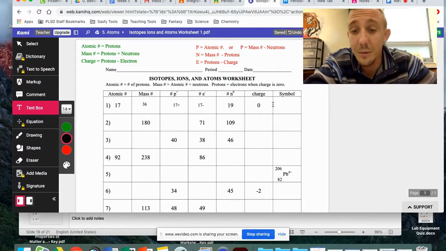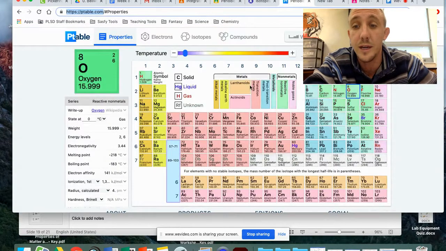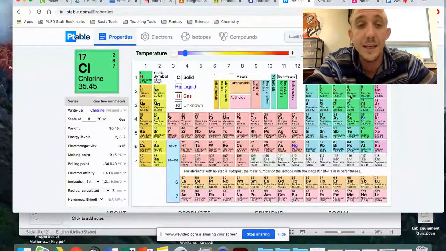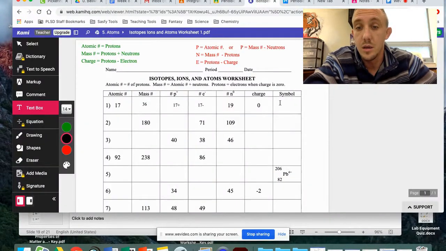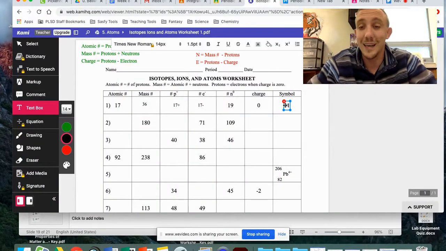So when I'm writing my symbol, I'm going to write what the element is, and my atomic number or my number of protons is going to do that. So I'm going to go ahead and look on the periodic table. I'm going to find the atomic number of 17, and so my element is chlorine. So what I'm going to put is Cl.